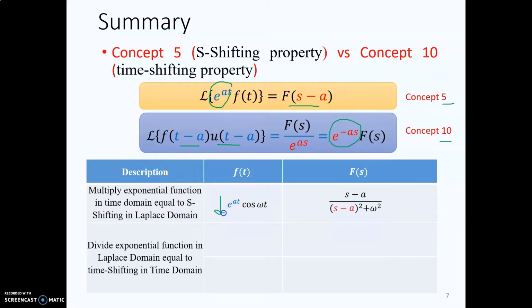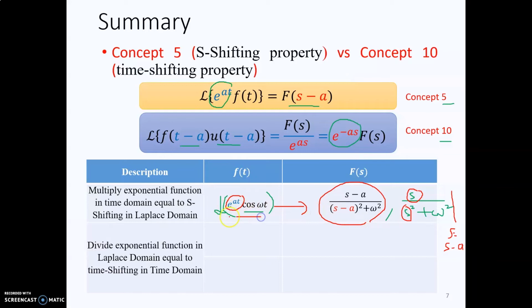when you take the Laplace transform for exponential multiplied with cos omega t. So for cos omega t, you know that your answer is this. When you take the Laplace transform for cos omega t, you should obtain this. When you multiply the exponential function in the time domain, then you will have s shift, where your s here will be replaced by s equal to s minus a. So after you substitute s minus a inside, you should be able to obtain this result. So this is the Laplace transform for this term.